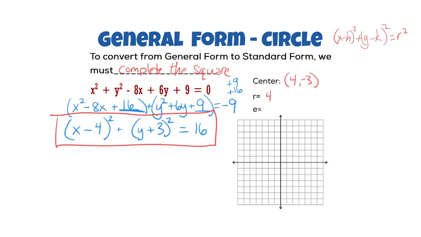And just as a quick review, remember the eccentricity tells you how round the conic is, and a circle is very, very round. Eccentricity is always 0 on a circle.